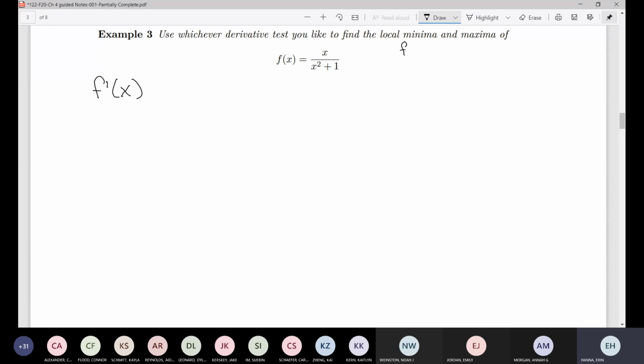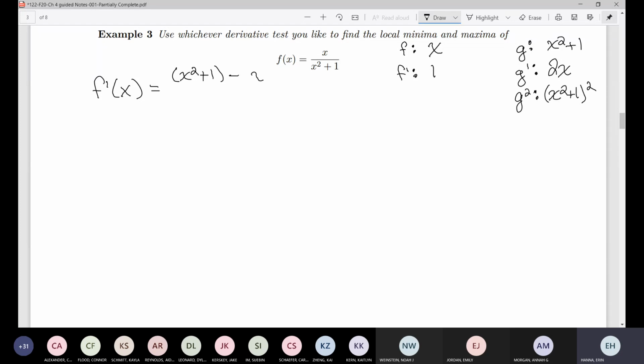Yay. Let me come over here so that I don't run out of space and do my quotient rule chart over here. So we've got x and x squared plus 1. Derivative of x is 1. Derivative of x squared plus 1 is 2x plus 0. And g squared will be x squared plus 1 quantity squared. F prime g minus f g prime all over g squared. So 1 times x squared plus 1, I'm not going to write the 1, but if you want to, you can, minus f times g prime all over g squared.